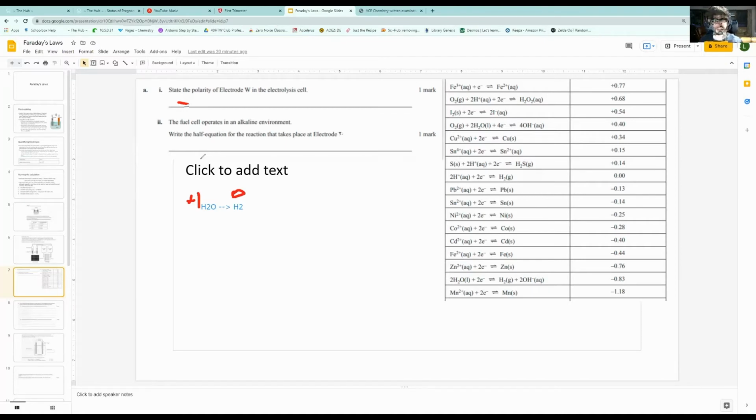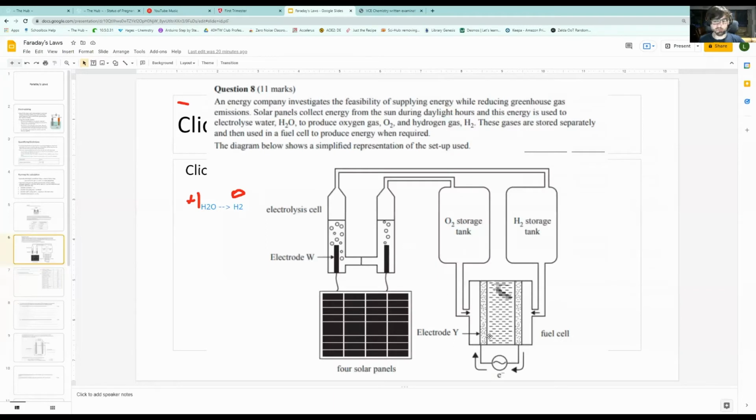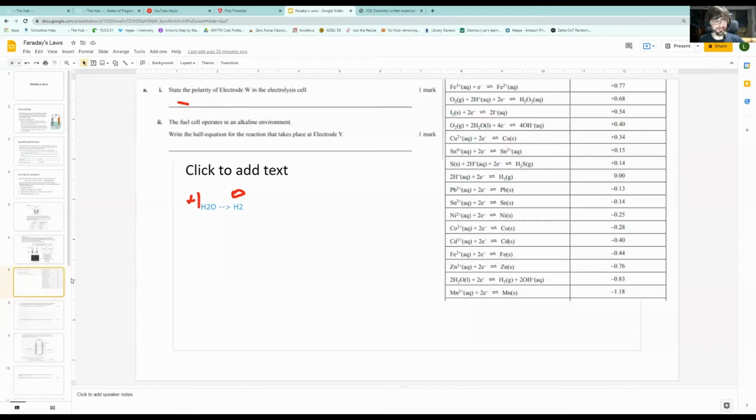The fuel cell operates in an alkaline environment. What's the half equation for the reaction that takes place at electrode Y? So this one's electrode Y. Now it says it's an alkaline fuel cell, which means that because we're using hydrogen, which is basically the one that we see all the time with fuel cells, we're looking for the ones that have oxygen and hydrogen.